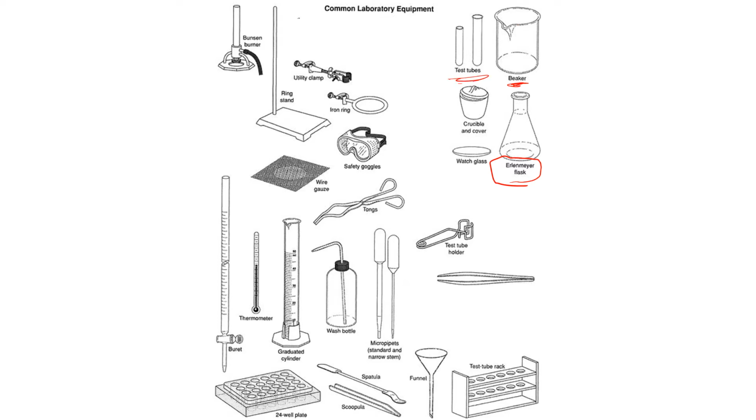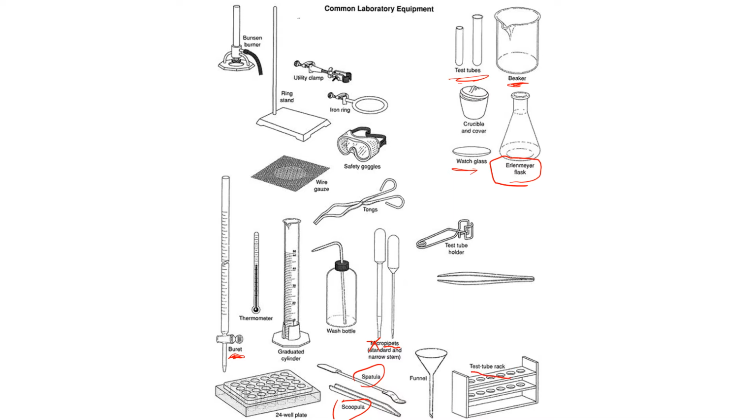Test tubes, hopefully, are pretty self-explanatory. A watch glass looks like a large contact lens. The burette is something that people use to measure acids and bases. It's what we use to titrate, so that's something you'll learn later. Micropipettes, you can just call these pipettes. Basically, don't need to worry about micro. A funnel is self-explanatory. Spatulas and scoopulas, hopefully you realize that they are used for moving solids around. A test tube rack should be pretty self-explanatory.